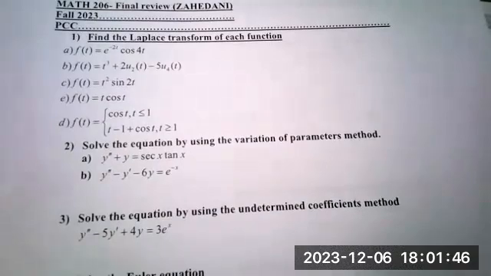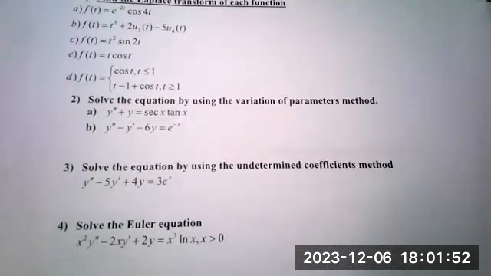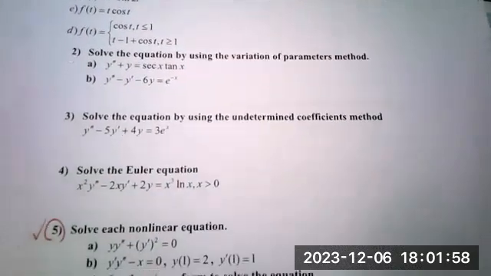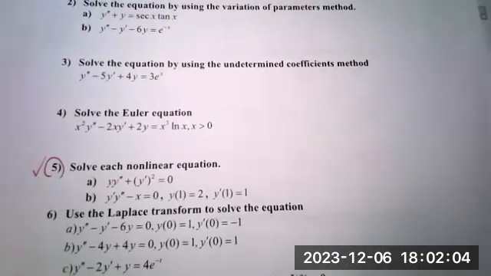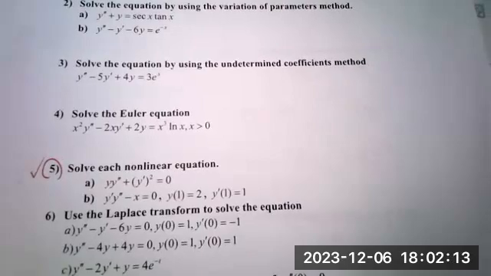So it's going to be solving the equation by variation of parameter. We give you one. Then solving the equation by using the undetermined coefficients. And the Euler equation and the nonlinear system, nonlinear differential equation. So that would be the 4 questions that we are going to see from the past. The leftover is going to be Laplace transform and its application.